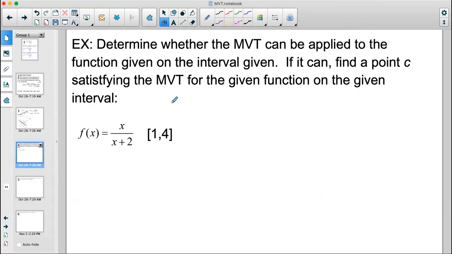So f of x is continuous and differentiable for all x that are not equal to -2, because -2 makes the bottom of this 0. And since -2 is not in my interval, I'm good, right? This is from 1 to 4, and -2 is outside that interval, so I don't really care about it for this question. So I am good. The mean value theorem can be applied.